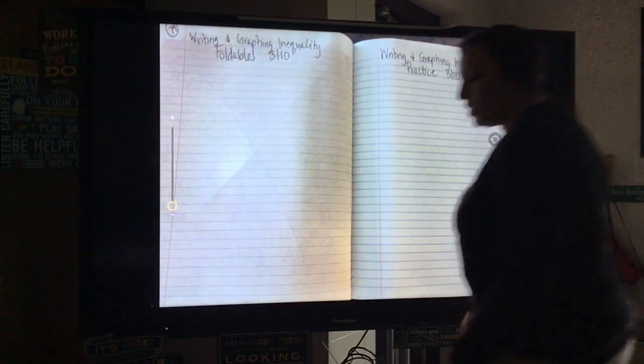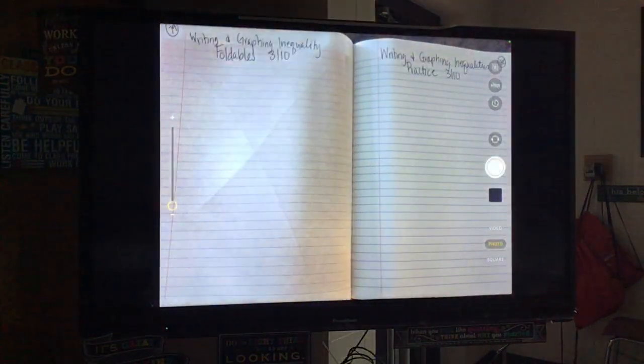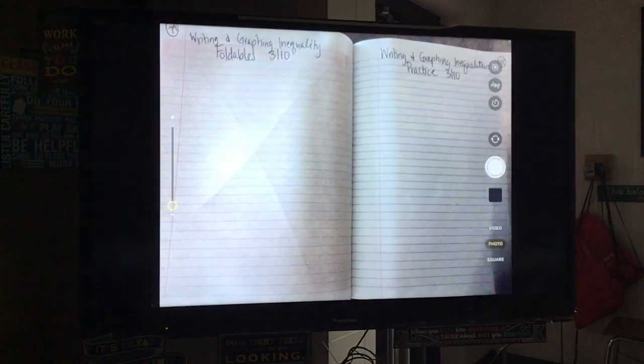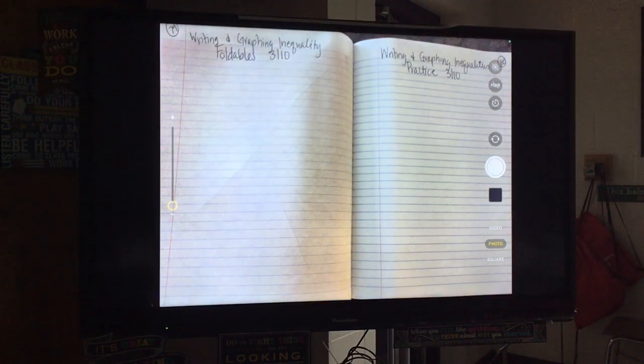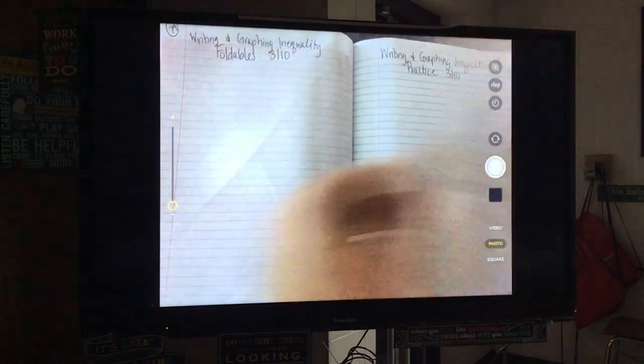Alright, so yesterday we talked about graphing inequalities. Today we're going to do a little bit more practice with that as well. You have a foldable that I just passed out to you. This foldable is going to be used for 2 different days. It's going to be used for today, and it's going to be used again on Monday.